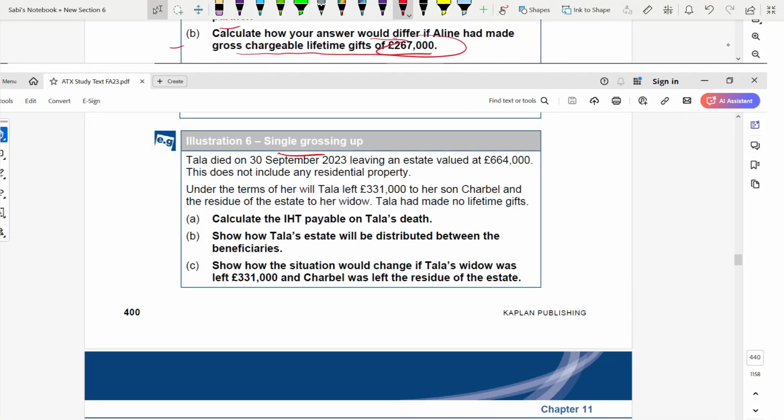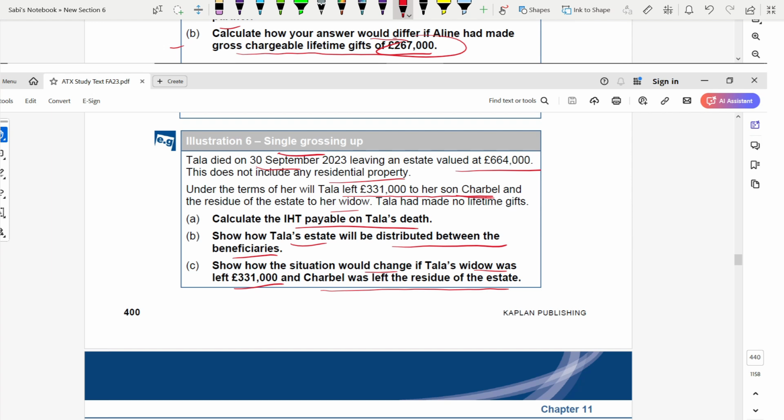So calculate IST payable on Tala's death. Show how estate will be distributed between the beneficiaries. Show how the situation would change if the widow was left this much and Charbel was left the residue of the estate. Charbel is a son. Died on this date, leaving an estate value 664. No residential property. Thala left to her son 331, and the residue of the estate to her widow. That means exempt residue. No lifetime gifts.